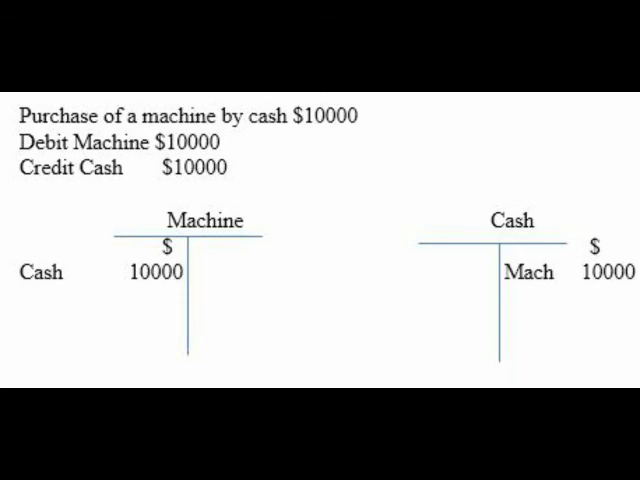In the machine T account, as in the transaction, we can see on the debit side 10,000 is increasing, but the counter account we will mention over here, that is cash. Similarly, in the cash T account, the 10,000 amount is going to be credited, but we will mention the counter account also, that is machine.